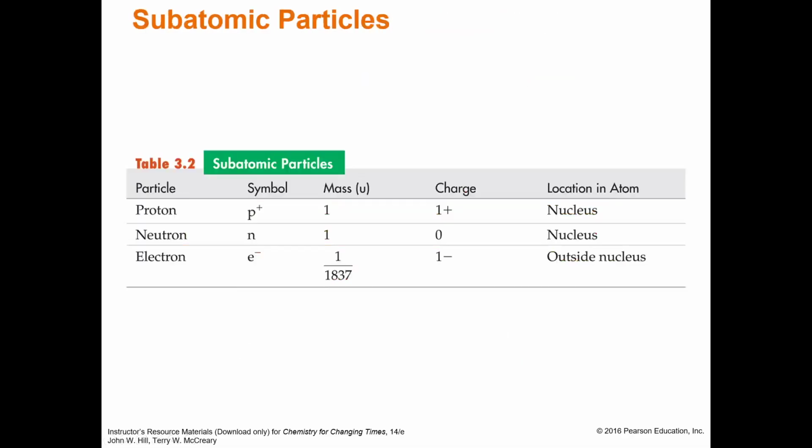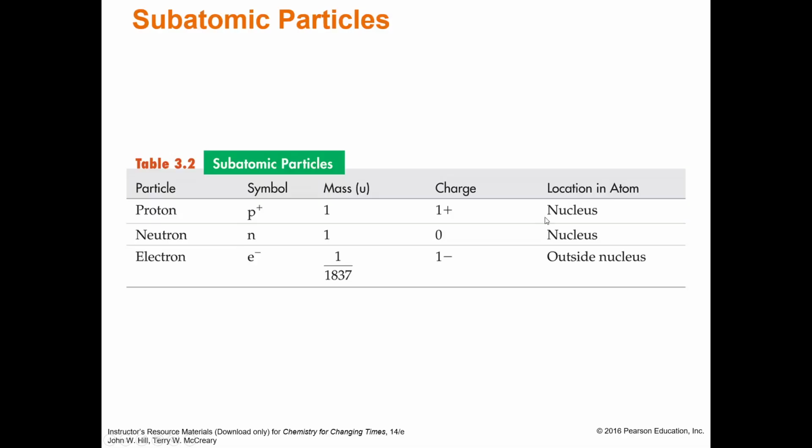Okay, so the subatomic particles that make up atoms. These are the proton, neutron, and electron. So here we have the proton symbol. Protons are positively charged, so they have a positive charge, and they have a mass unit of 1. Neutrons have a similar mass, symbol is N, but they will not have any charge.